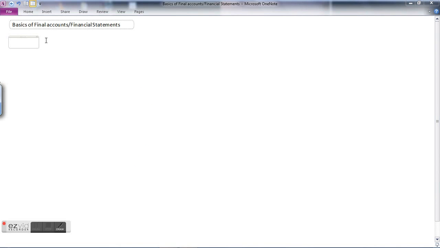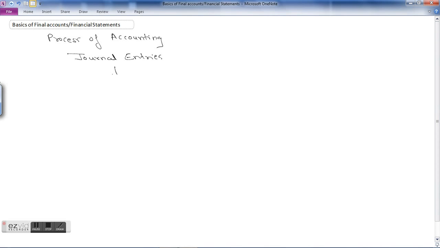So today we are learning the basics of final accounts or financial statements. Before that, let us understand what the process of accounting is. We first pass journal entries, then we post the journal entries in ledger accounts. Posting means giving the effect of journal entries in those ledger accounts.